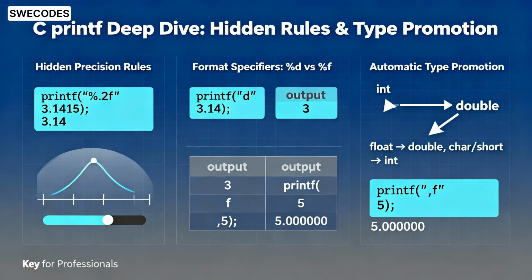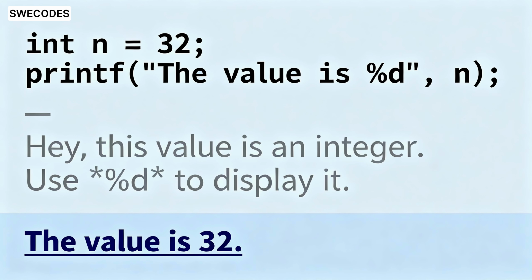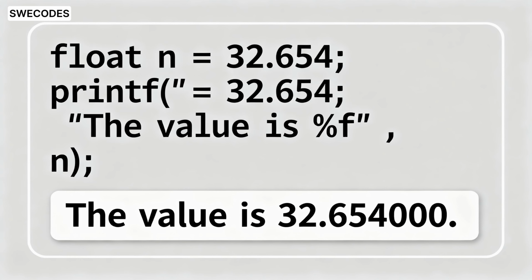When we write int n = 32; printf("The value is %d\n"), we're telling the compiler, hey, this value is an integer. Use %d to display it. And the output, as expected, is: the value is 32. So far, simple. But here's where most beginners stop. Printf can do far more than just print integers.